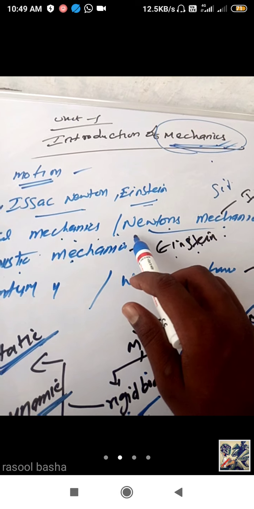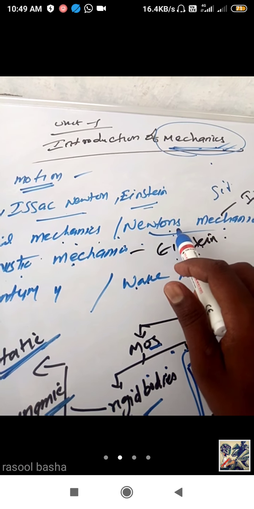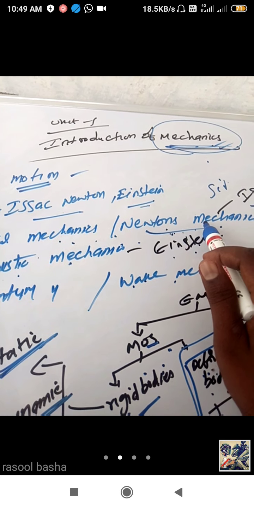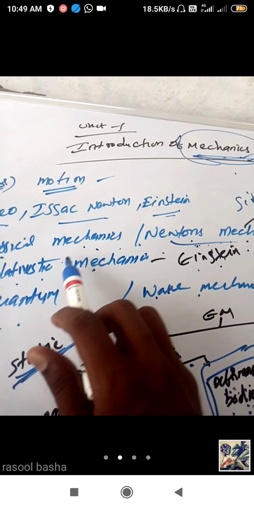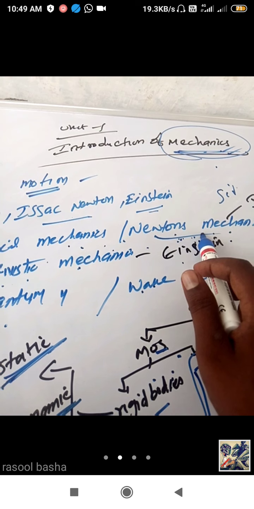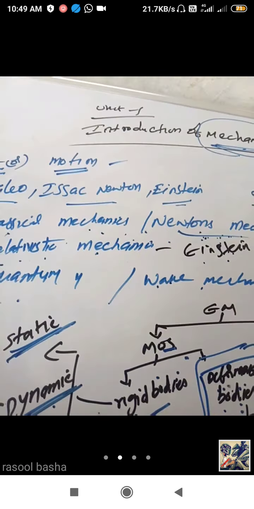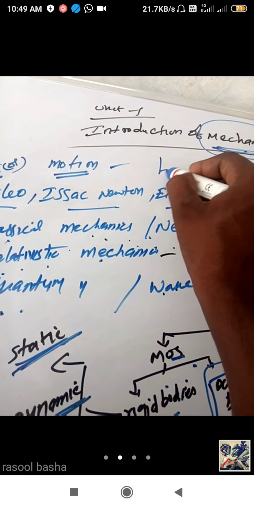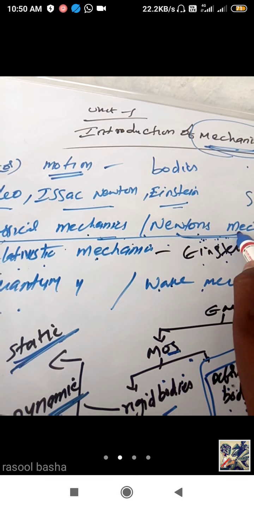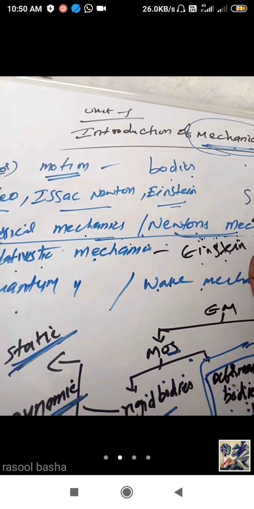So coming to classical mechanics, what is classical mechanics? The three laws coming from Newton are grouped as classical mechanics: Newton's first law, second law, and third law. These three laws explain the rest and motion position of bodies. Here in classical mechanics you study the motion of bodies, the rest position or motion position of the bodies.